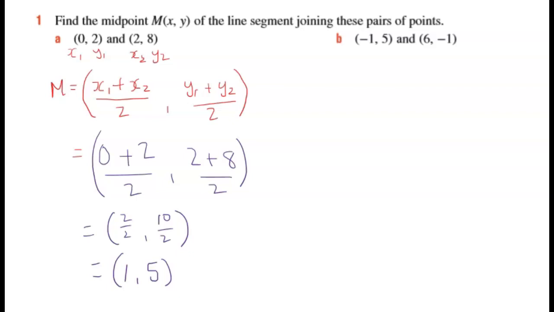Okay, moving on to question B, we'll do the same thing. We've got x1, y1, x2, y2. I'm not going to rewrite that formula because it's just there. So your midpoint, and it's a capital M, so don't get mixed up with the lowercase m, which is your gradient. Okay, so x1 is -1, x2 is 6, and then y1 is 5, and y2 is -1.